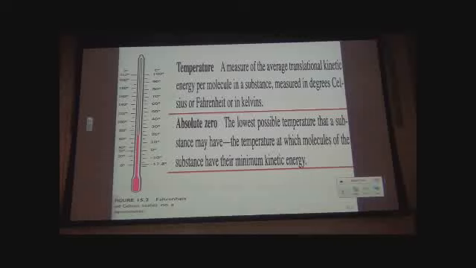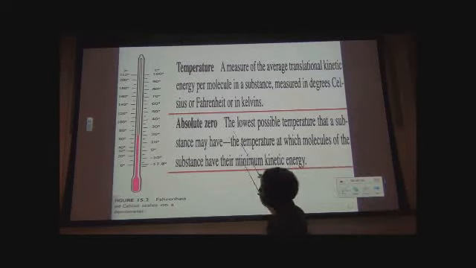So from this comes the concept of absolute zero. Absolute zero is the lowest possible temperature that a substance can have. Basically, all the molecules have their minimum kinetic energy. If it's possible, all of them are absolutely stationary. Not completely true, but to a first approximation, we can say all the molecules and atoms are stationary, so there's no translational kinetic energy. That gives us absolute zero.